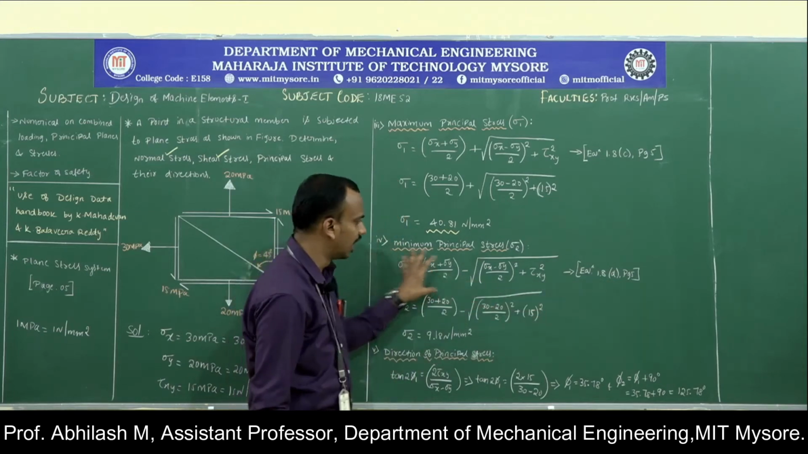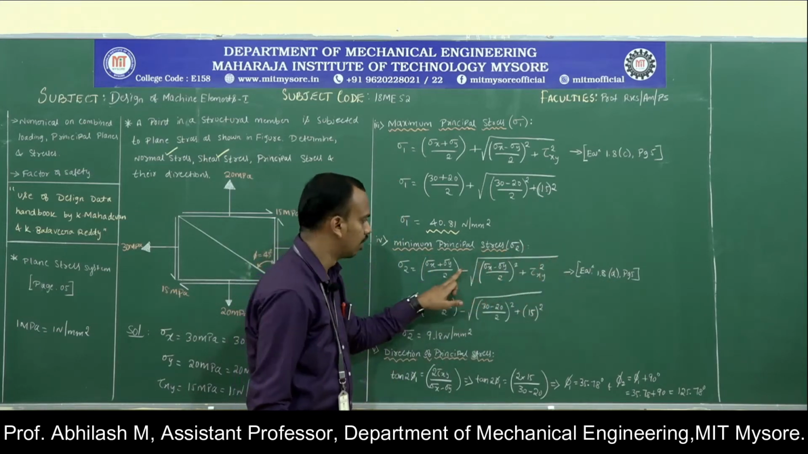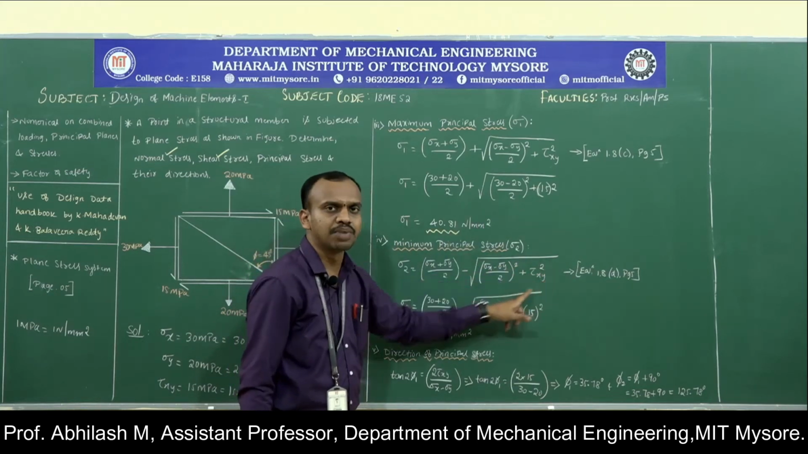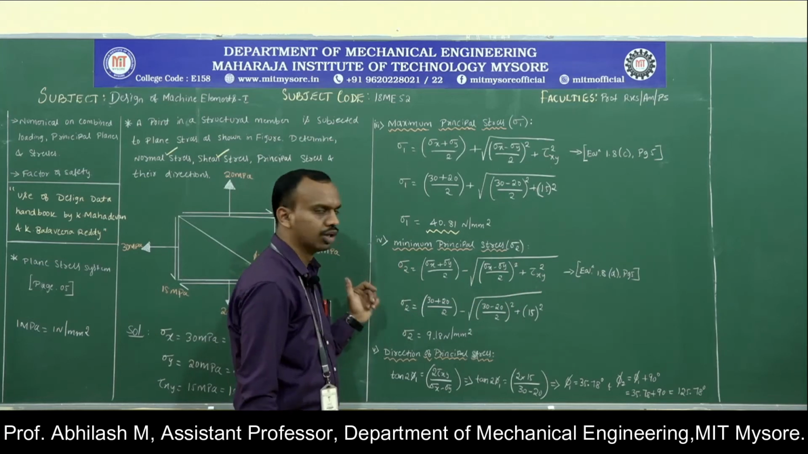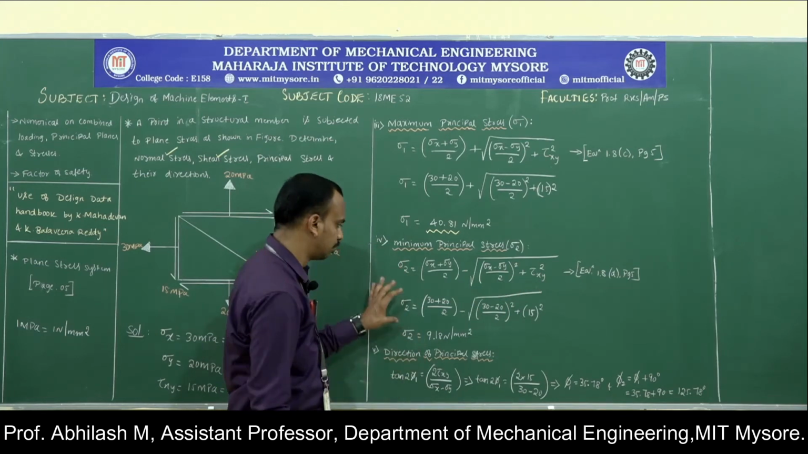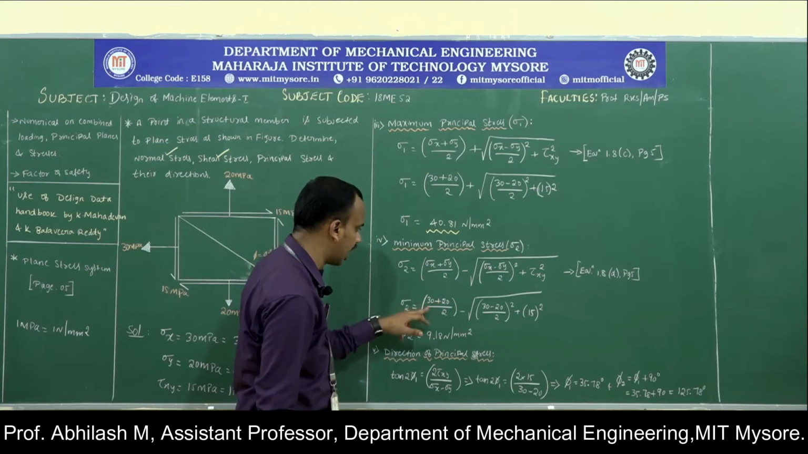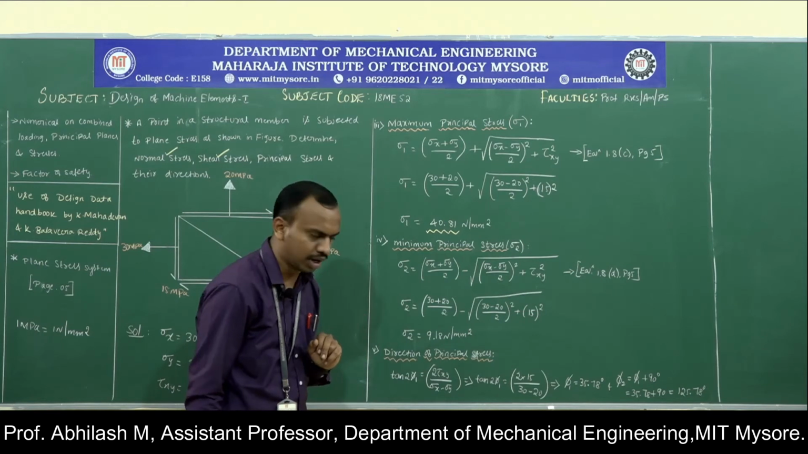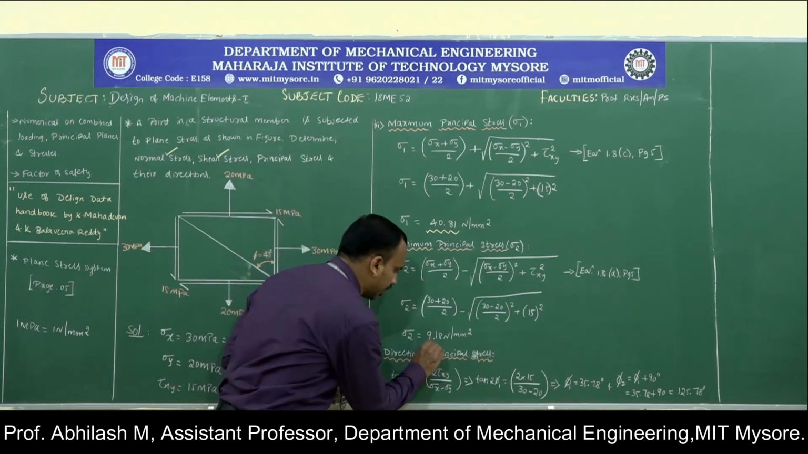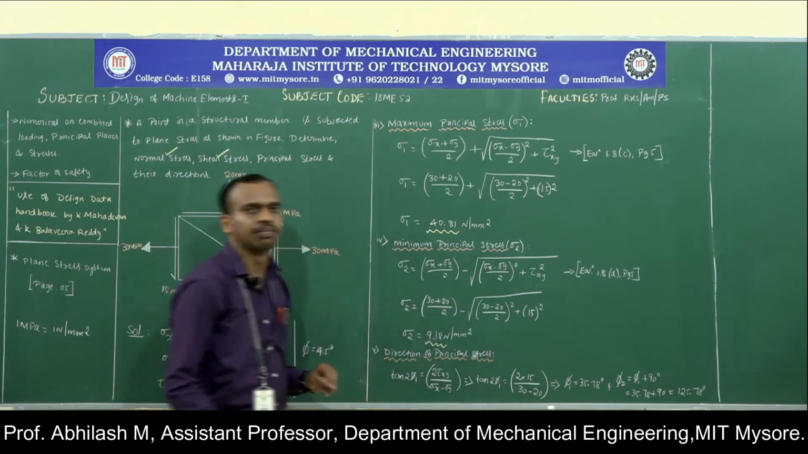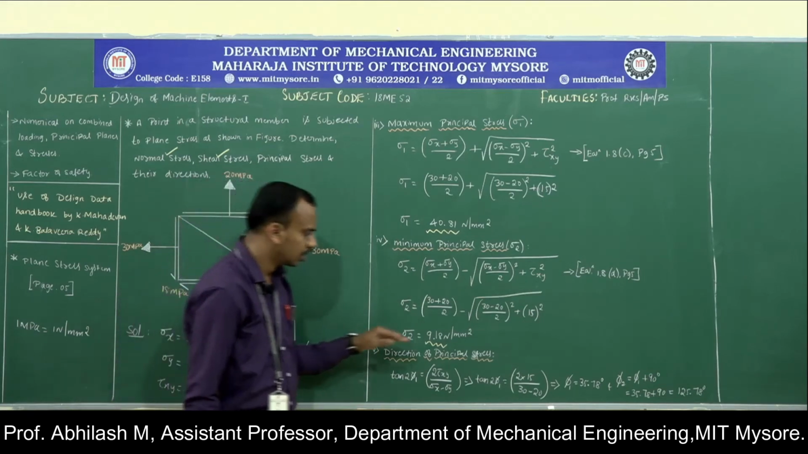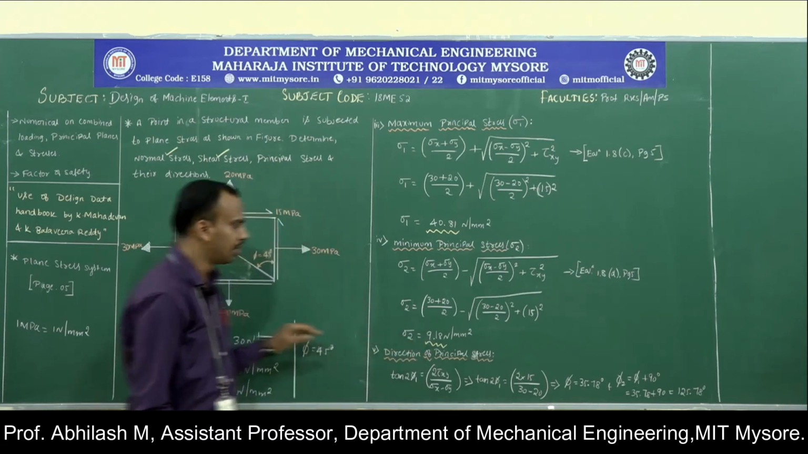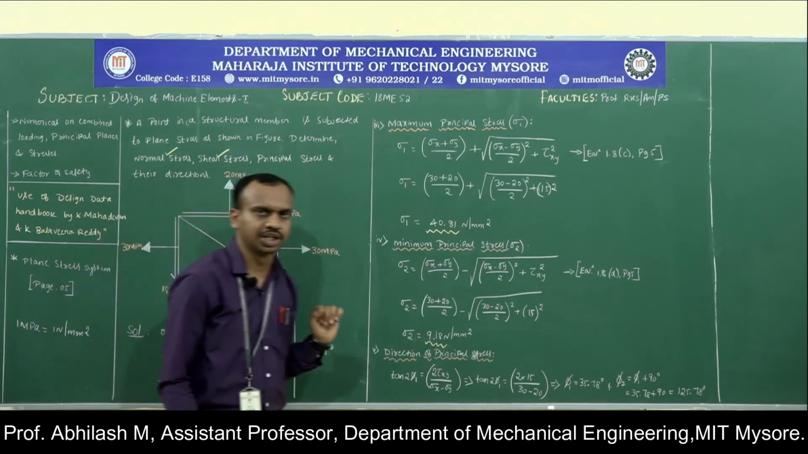Substituting the values of sigma x, sigma y and tau xy, we can get the value of the minimum principal stress developed for the given condition. We obtain a value of 9.18 Newton per millimeter square. This is the amount of minimum principal stress developed because of the given stress condition.